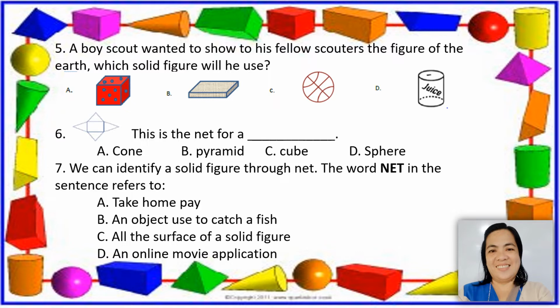Number 6, try to look at the figure. This is the net for a blank. A, cone, B, pyramid, C, cube, D, sphere. The correct letter is letter B, pyramid. Number 7, we can identify a solid figure through net. The word net in the sentence refers to A, take-home pay, B, an object used to catch a fish, C, all the surface of a solid figure, D, an online movie application. If your answer is C, you got the correct answer.